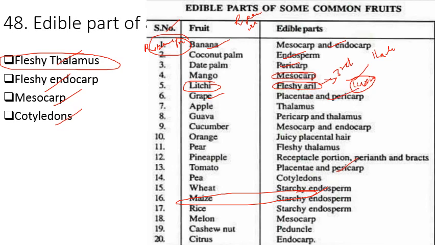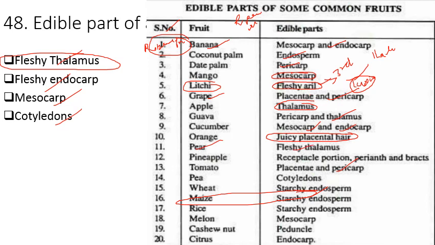In apple, we consume thalamus. In guava, pericarp and thalamus. Cucumber, we consume mesocarp and endocarp. In orange, we eat juicy placental hairs. In case of pear, again, this is fleshy thalamus.